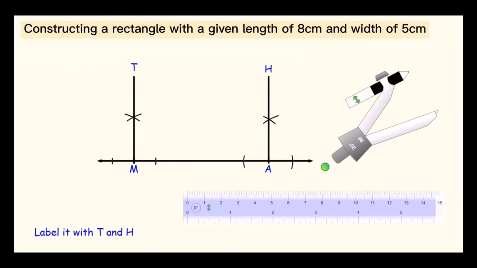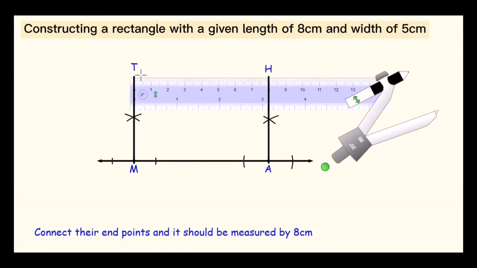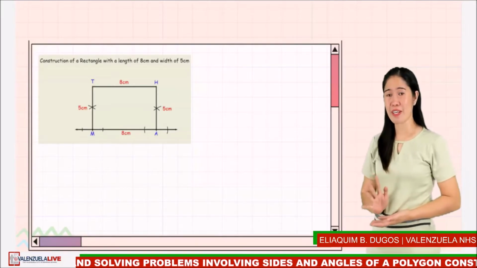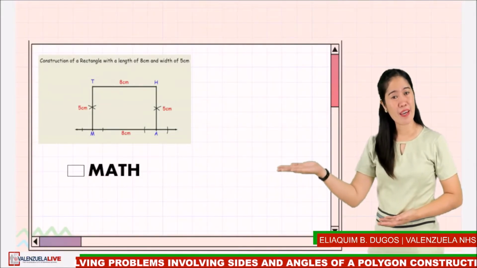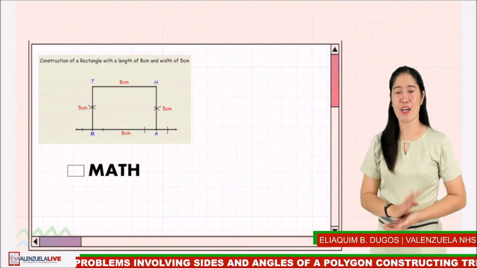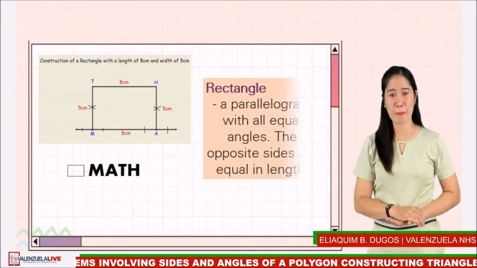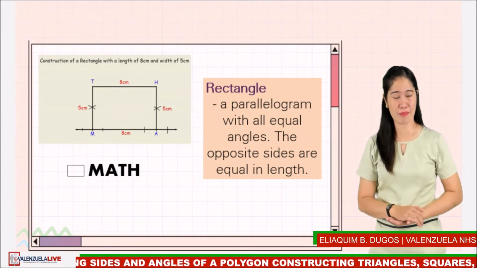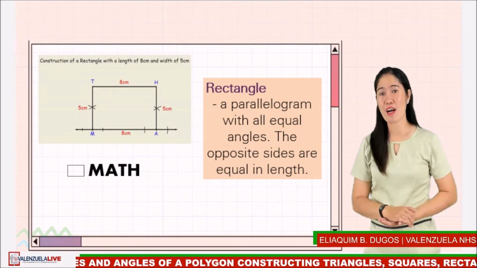Label as T and H. Connect their endpoints. Its measure should be 8 cm. Segment TH is equal to segment MA, while segment MT is equal to segment AH. This is rectangle MATH. A rectangle is a parallelogram with all equal angles. The opposite sides are equal in length.